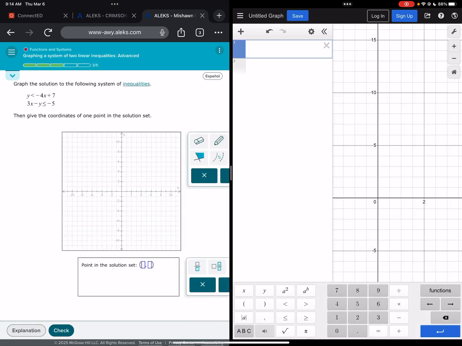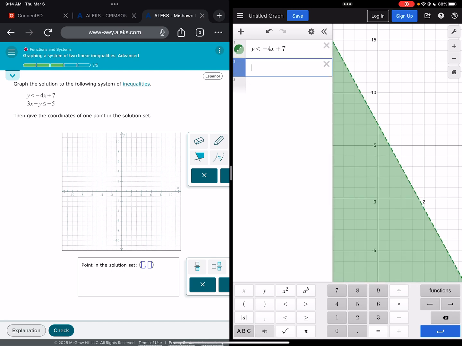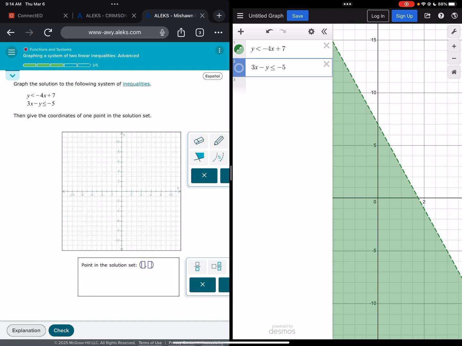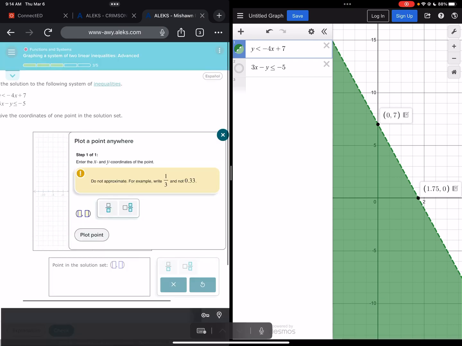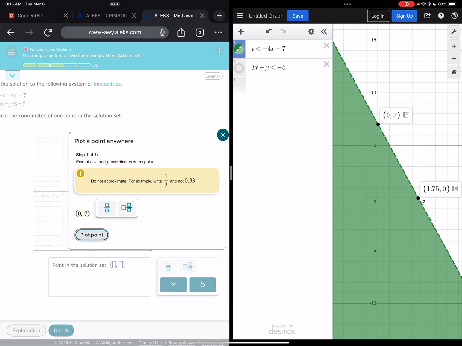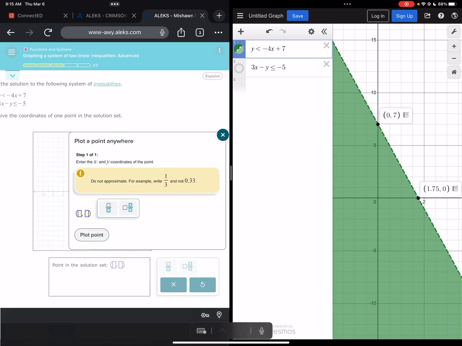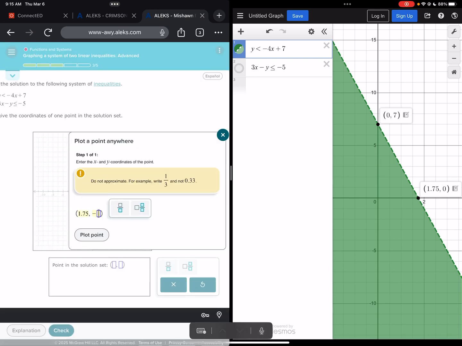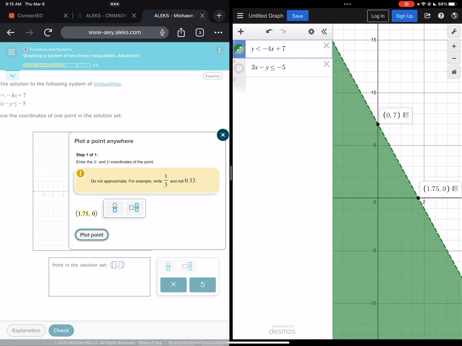And doing this one last time, I have y is less than negative 4x plus 7. Then for this next guy, I've got 3x minus y is less than or equal to negative 5. Okay, I'm going to just look at the green one first. If I'm looking at points, I have (0, 7) and (1.75, 0), which is not bad. So I'm going to go ahead and use both of those. So I can go (0, 7), maybe. Okay, it did plot that. And then (1.75, 0), which we can do that one as well.